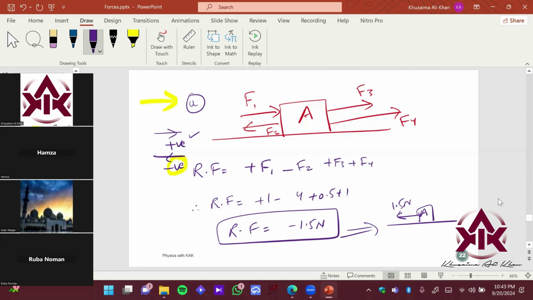Yeah, towards west. Hamza is saying that if you recall your map, this is north, this is south, this is east, this is west. So you can also write it down as follows: the resultant force is 1.5 newtons towards west.